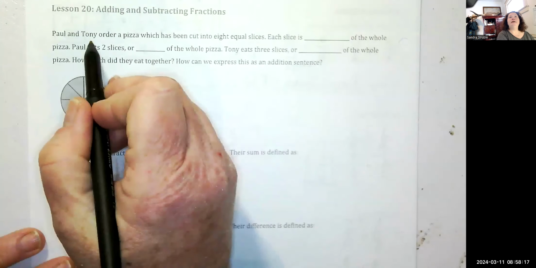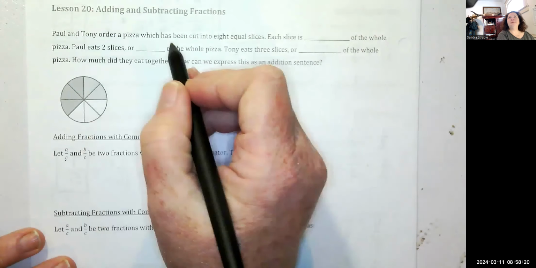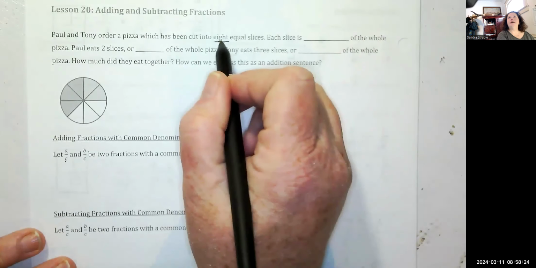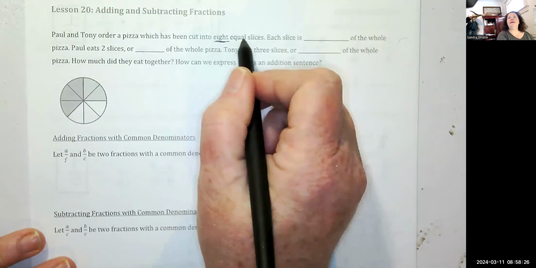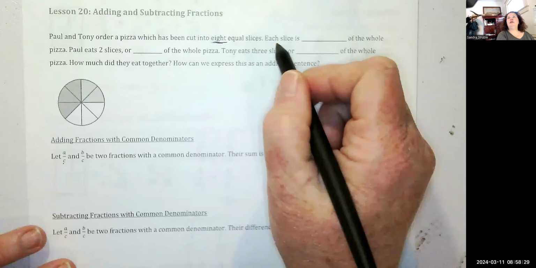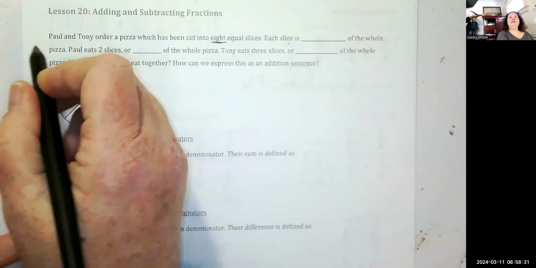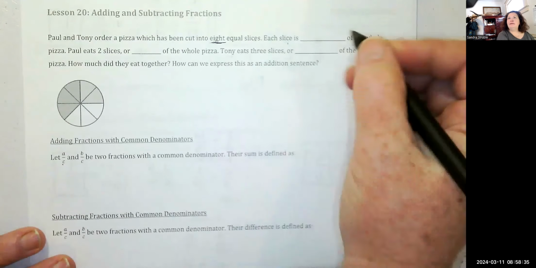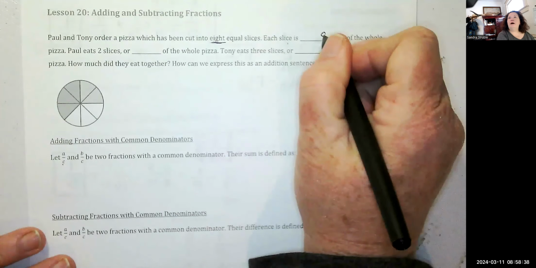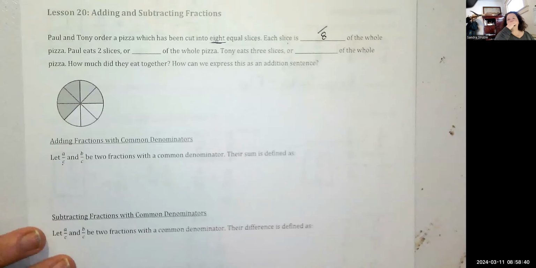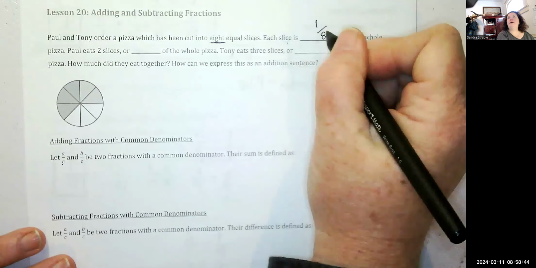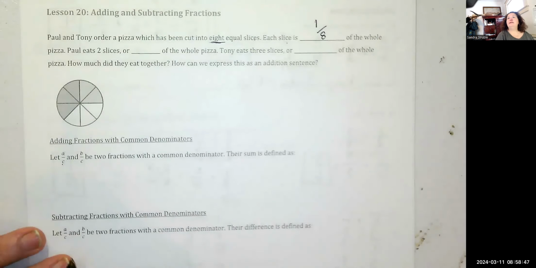So Paul and Tony order a pizza, which has been cut into 8 equal slices. And that's what division does. Usually it divides things into 8 equal slices. Each slice is how much of the whole pizza? Well, if you have 8 total slices, remember the total goes on the bottom and the part goes up top. So 1 out of 8. So each slice is 1/8 of the whole pizza pie.